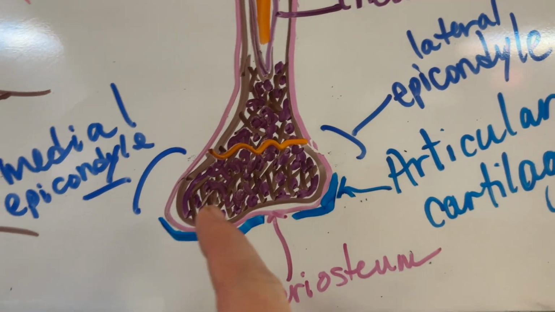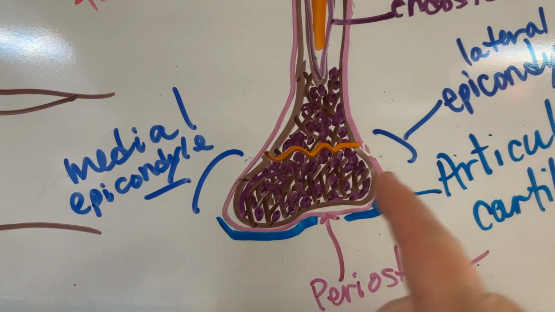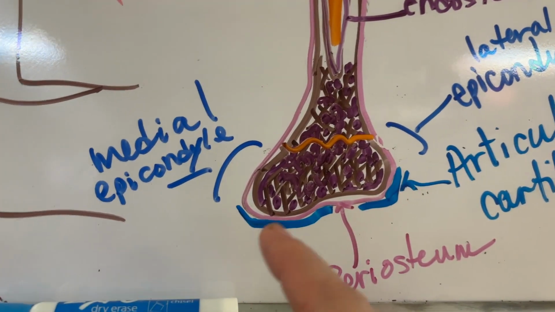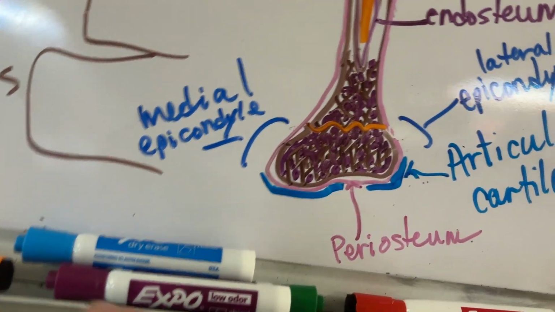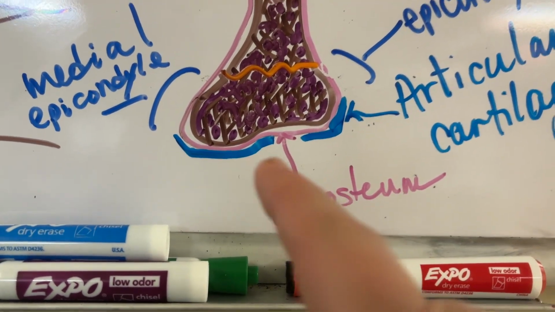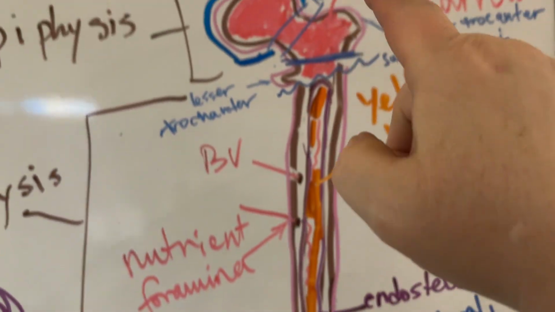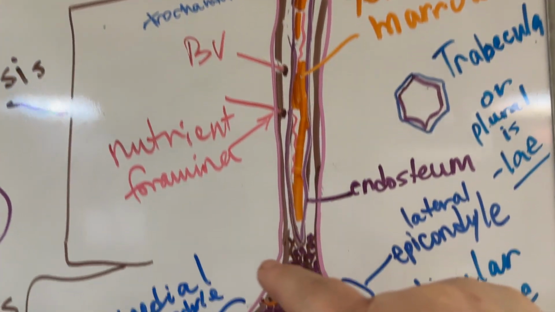And then the bottom end has epicondyles, lateral for the outside, medial for the inside. And we have a periosteum, which is a lining, kind of like a casing around the bone.